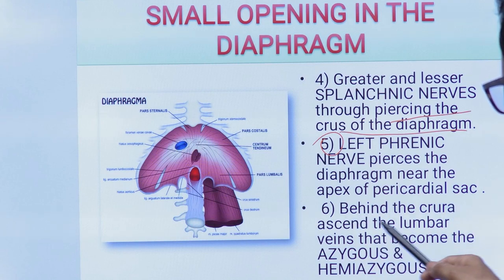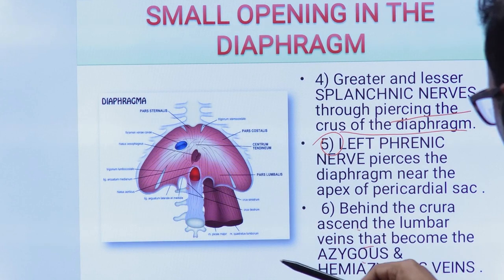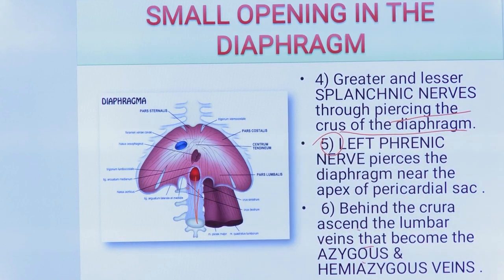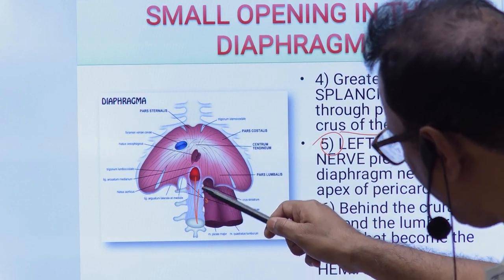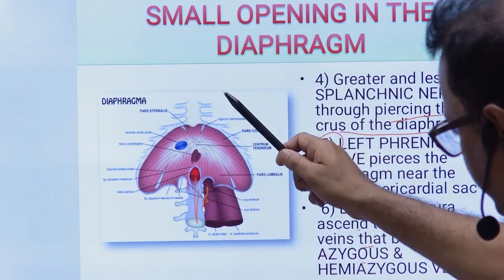And behind the crura, the lumbar vein ascends between the azygos and the hemiazygos vein. Through this one it will pass just behind the crus. We have the azygos and the lumbar vein, and this becomes the hemiazygos and azygos vein.